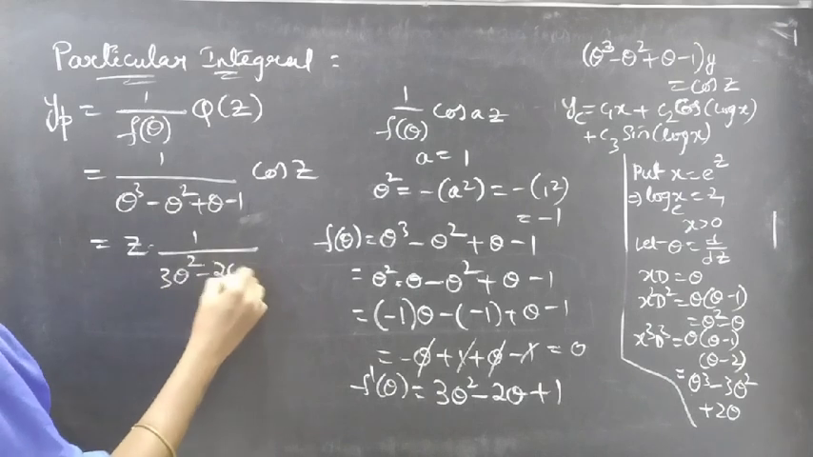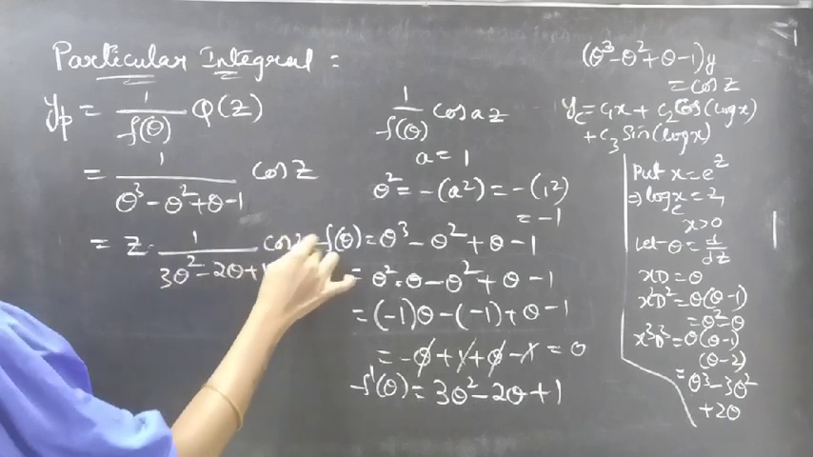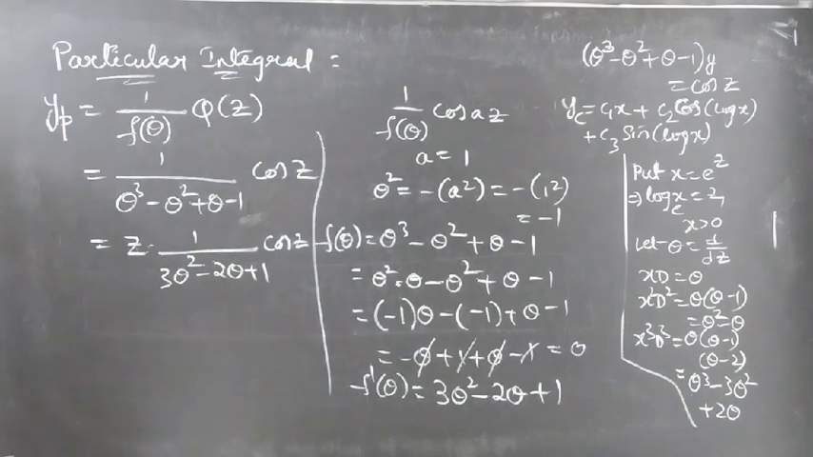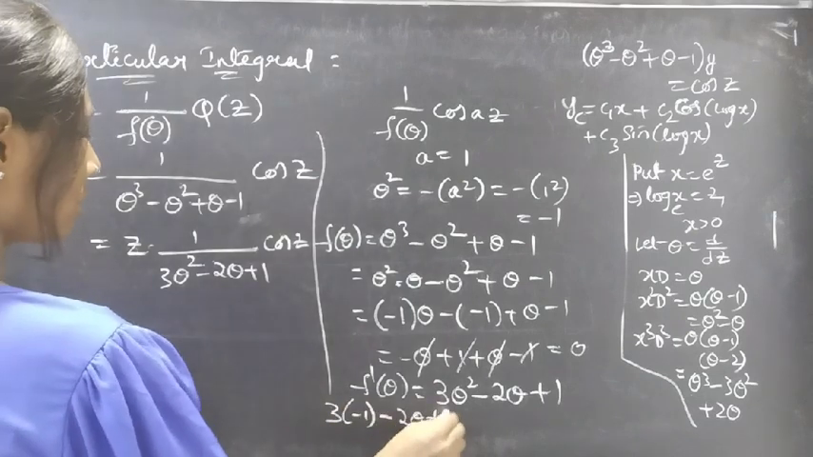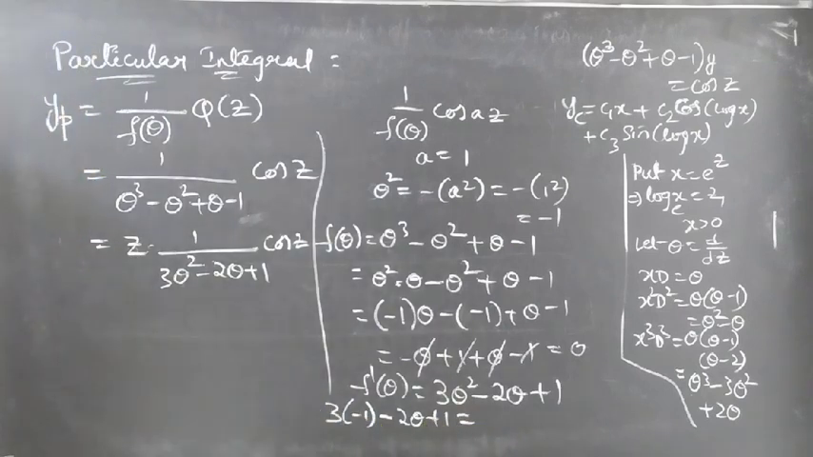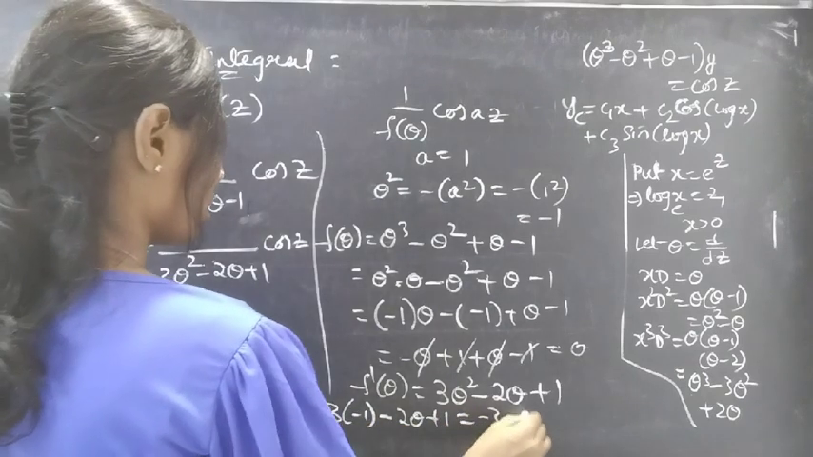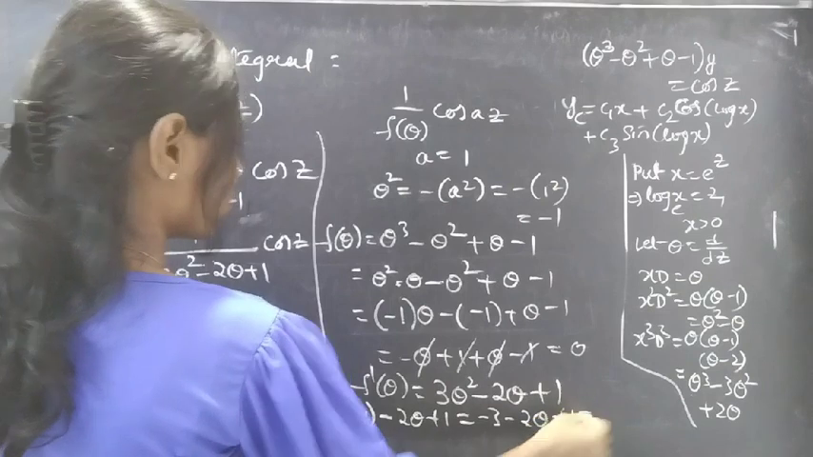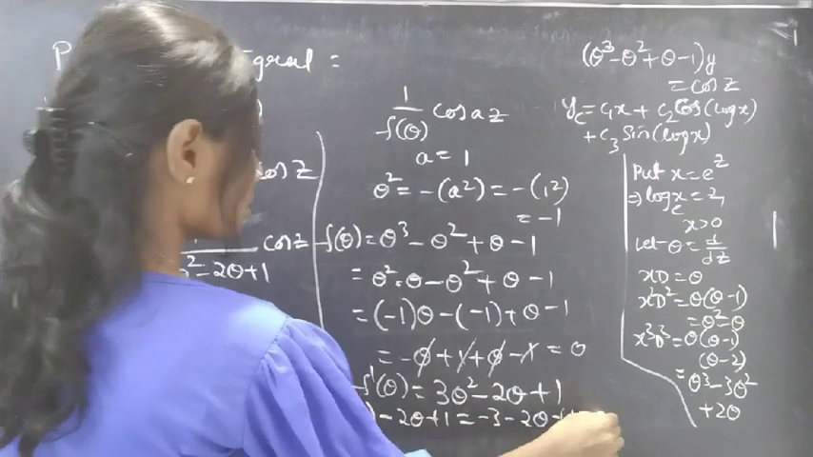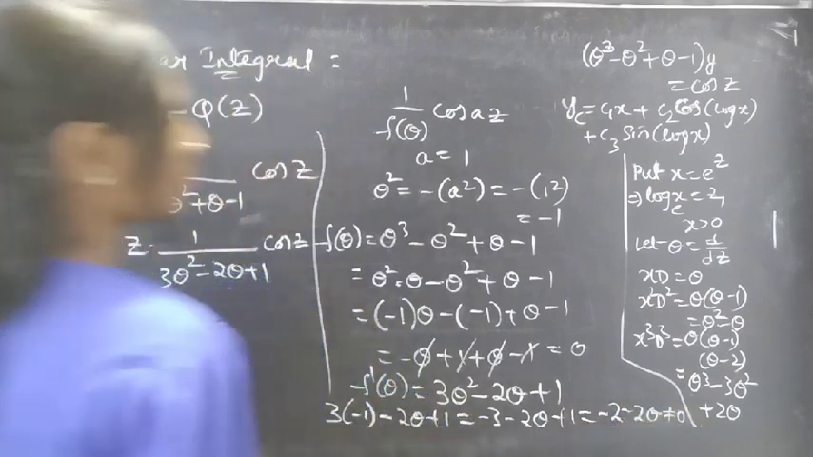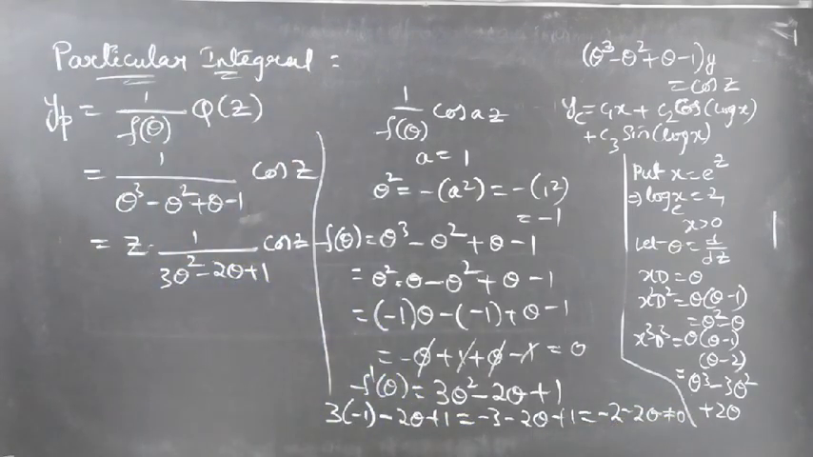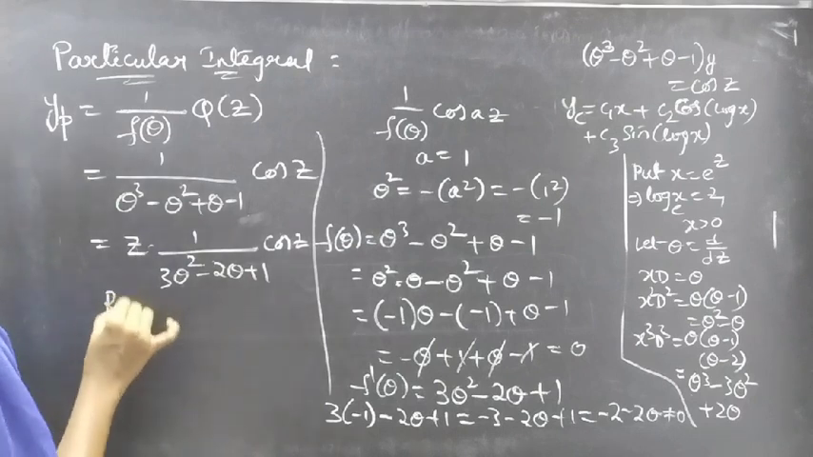θ² − 2θ + 1 into cos z. Now let's see what happens if we replace θ² by −1 in the denominator. We'll get 3 into −1 is −3, −2θ + 1, which is −3 + 1 is −2, −2θ, which is a non-zero term, right? So we can replace here.